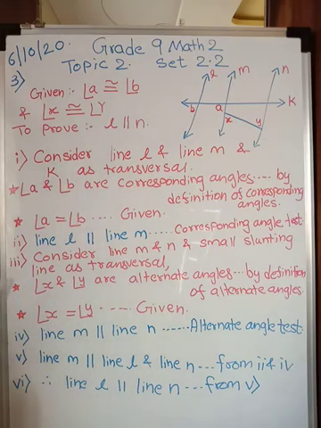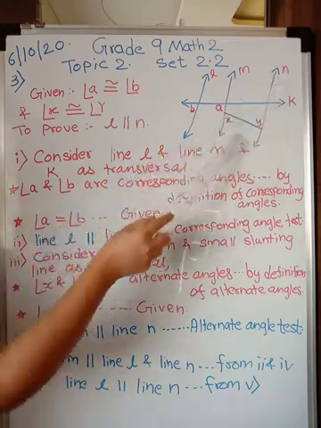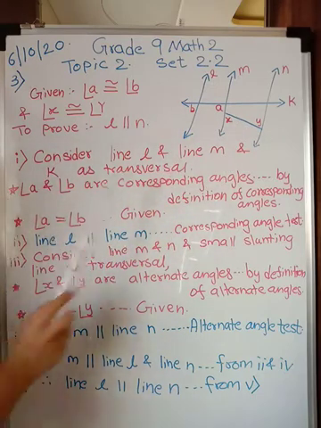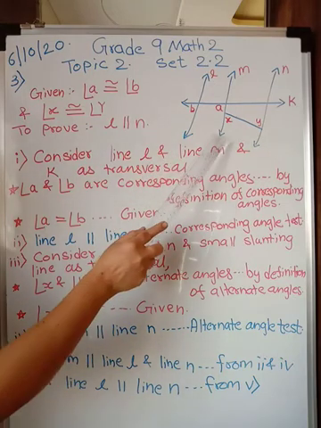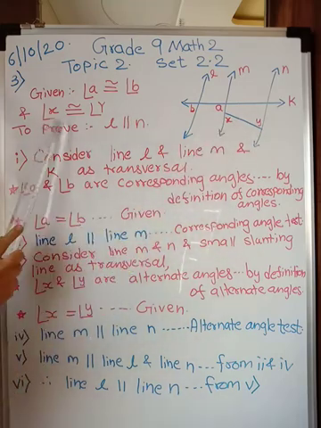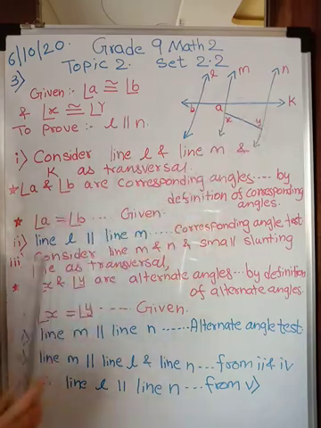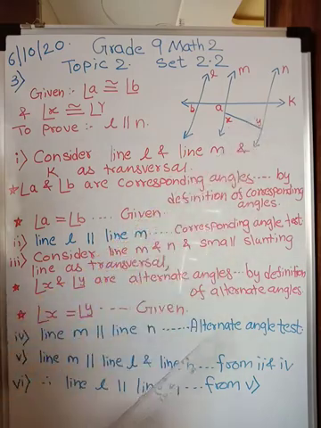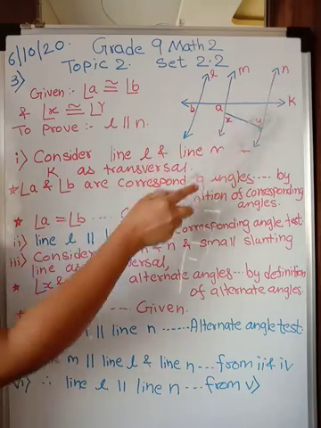Alright? Okay. Now consider lines M and N, these two lines, and this small slanting line as transversal. Then angle X and Y are alternate angles by definition of alternate angles. See, they are making a Z like this. Okay, so these two are alternate angles. And it is given that angle X is congruent to angle Y. So when a pair of alternate angles are congruent, then also lines are parallel. So using the alternate angle test, you have line M parallel to line N.